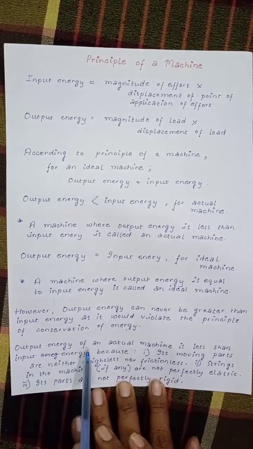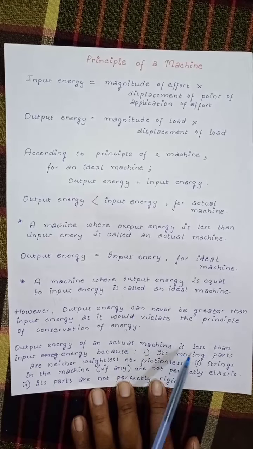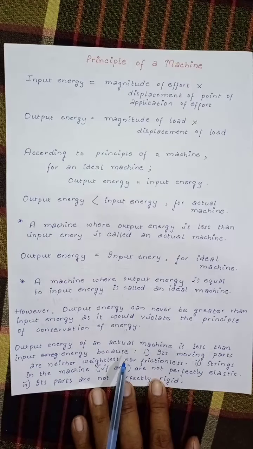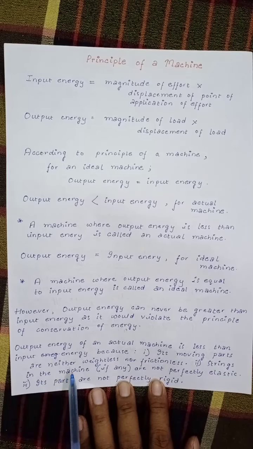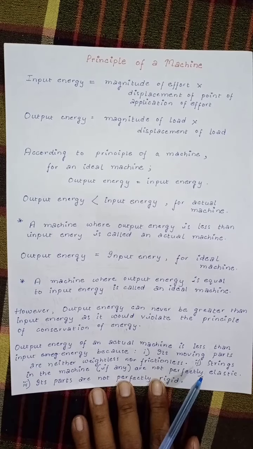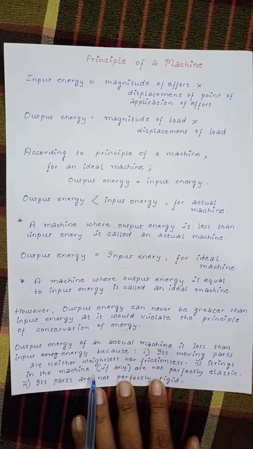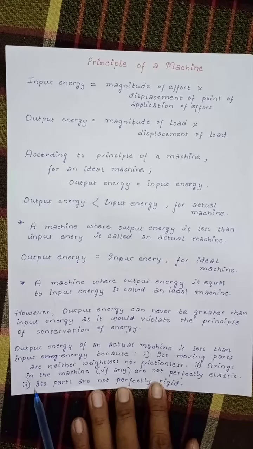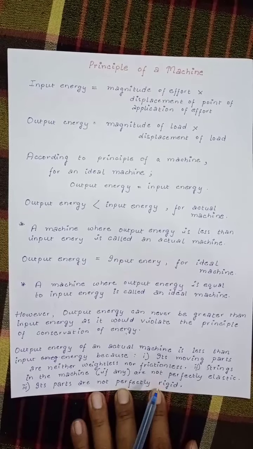So output energy of an actual machine is less than input energy because its moving parts are neither weightless nor frictionless. Secondly, strings in the machine, if any, like single fixed pulley, single movable pulley, block and tackle system, these are the machines with string, are not perfectly elastic. And the third is its parts are not perfectly rigid.